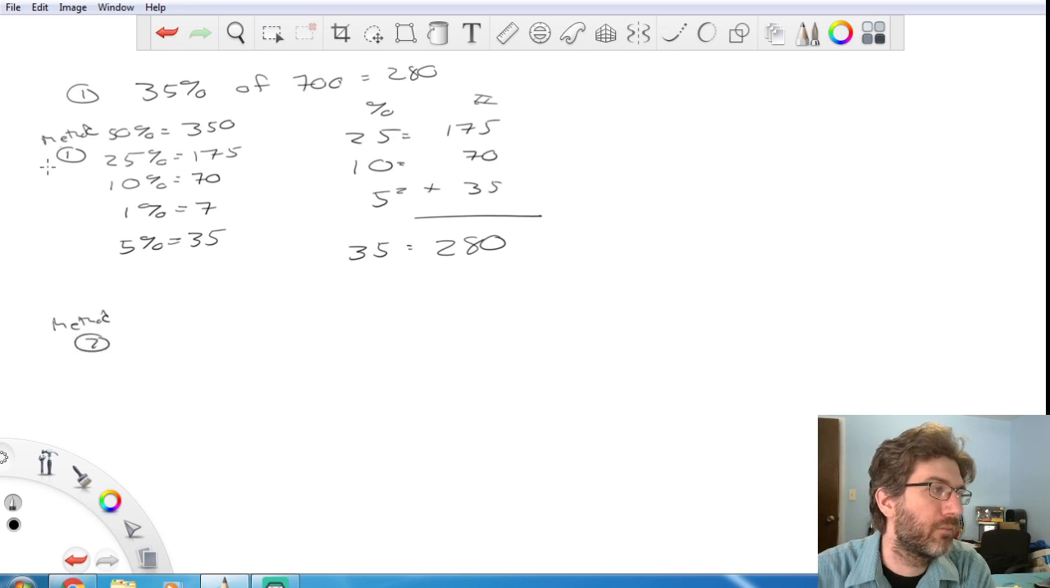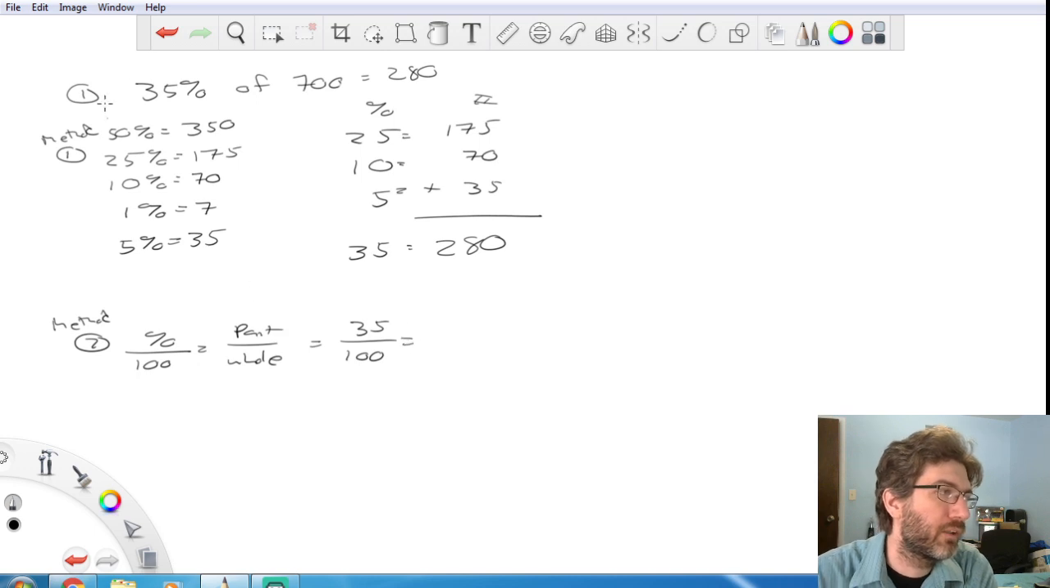Method 2, the other way of doing this, is to set up a proportion. It's always going to be percent over 100, because that's what a percent is defined as, equals part over a whole, because that's what a fraction is defined as. So here you have a percent that you want, which is 35 over 100. And your part you're not given, because it's out of 700. So your whole is going to be 700, and this is your unknown. And then you solve for that.